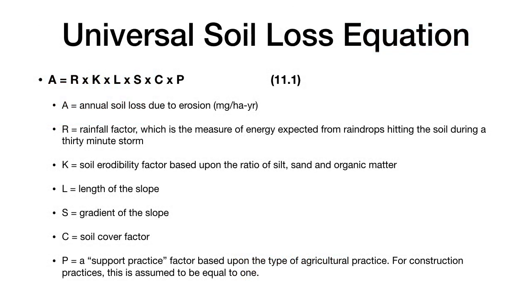Erosion can be estimated through the universal soil loss equation. This includes the annual rate of soil loss due to erosion, which is a function of the rainfall factor, how much energy is emitted when a raindrop hits the surface, the types of soil or the soil erodibility factor, the length and grade of the slope, the type of soil cover, if it's bare dirt, if it's grass covered, brush covered, or wooded, and a support factor, P, but that's typically used for agricultural practices. For construction practices, it's usually assumed to be equal to 1.